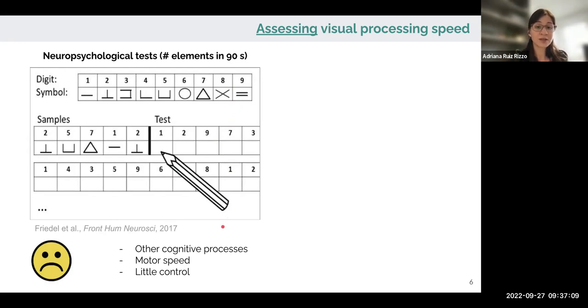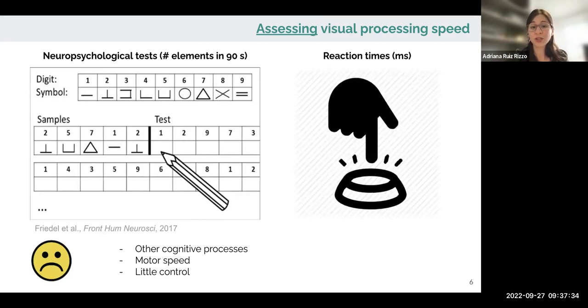Also, it depends on motor speed. If you maybe have some slowness at the motor level because of any other reason, then you might be slow in this task, but it doesn't mean, again, that your visual processing speed is reduced. So overall, researchers have little control when using these tasks to measure visual processing speed.